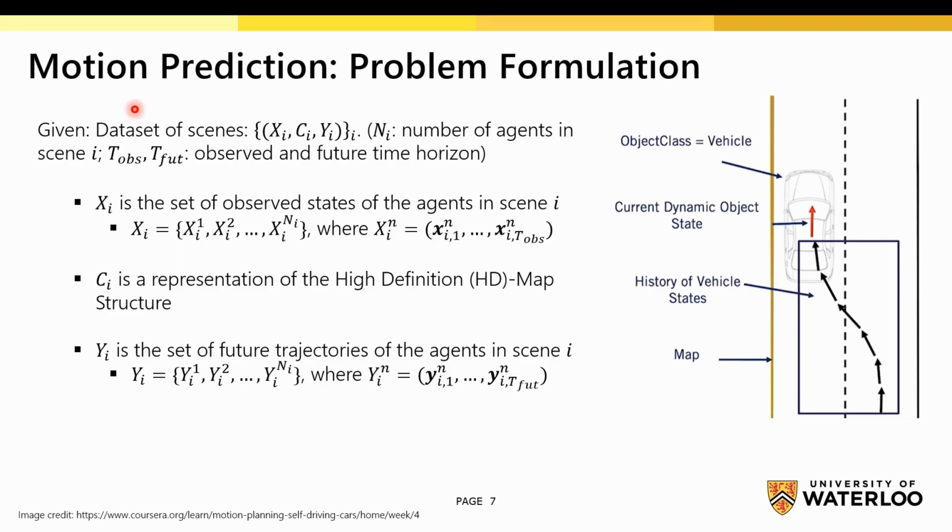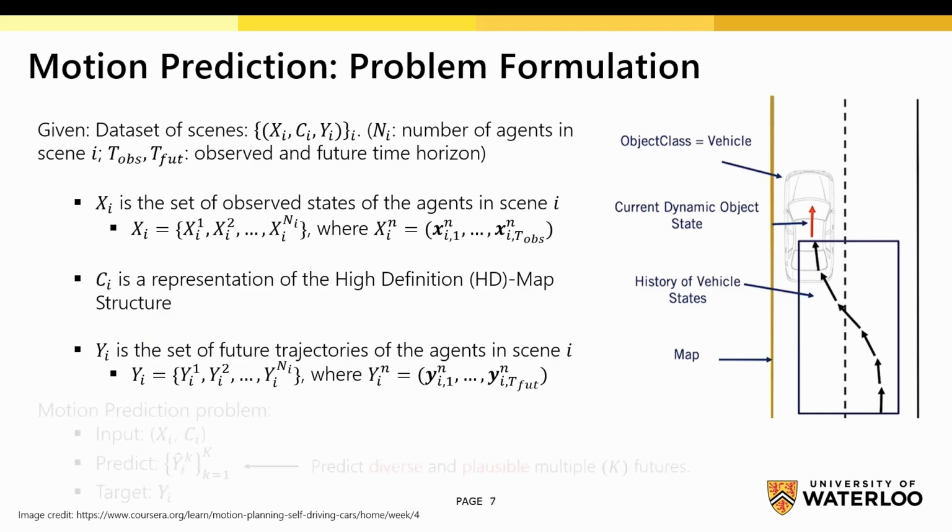We have three quantities per scene. We have x_i, which is the set of observed states for all the agents in scene i that we wish to predict. A state is typically represented as the position, velocity, and heading of an agent at a particular time step, as well as other attributes such as the vehicle type and the vehicle shape. c_i here is a representation of the high definition or HD map structure. This could include some representation of the lane boundaries, the center lines, and the crosswalks. And y_i is the set of future states for all the agents in scene i that we wish to predict.